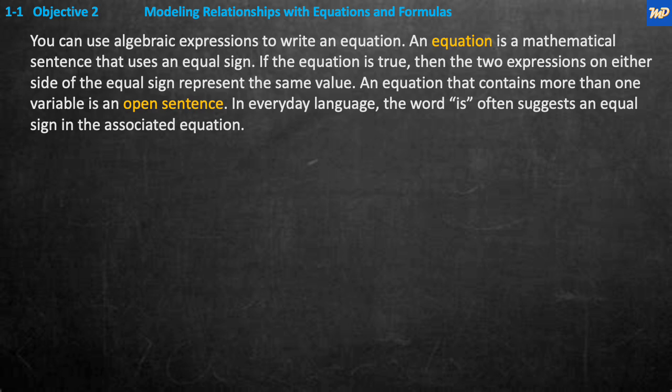Objective 2, modeling relationships with equations and formulas. You can use algebraic expressions to write an equation. An equation, as we learned earlier, is a mathematical sentence that uses an equal sign. If the equation is true, then the two expressions on either side of the equal sign represent the same value. An equation that contains more than one variable is an open sentence. In everyday language, the word is often suggests an equal sign in the associated equation.